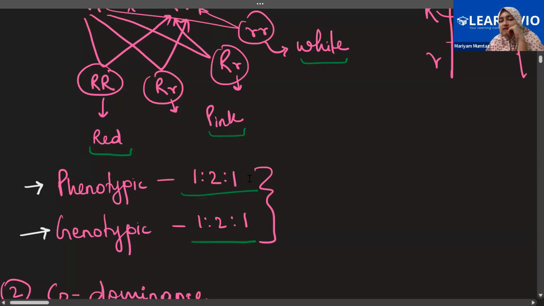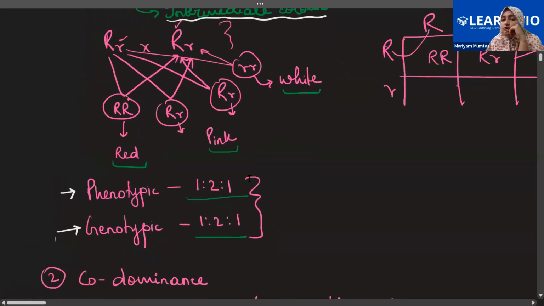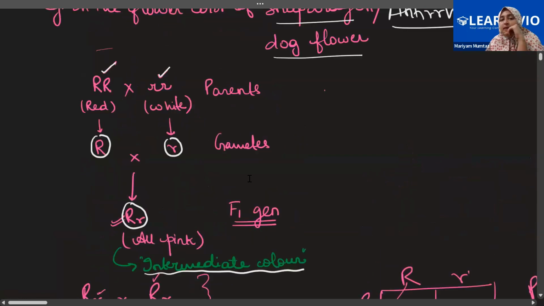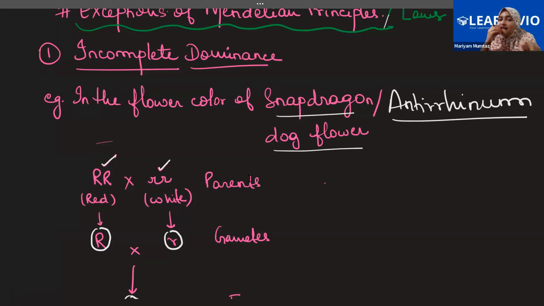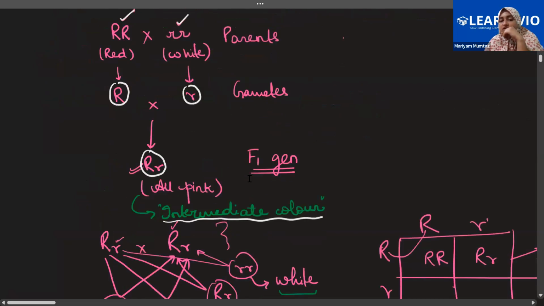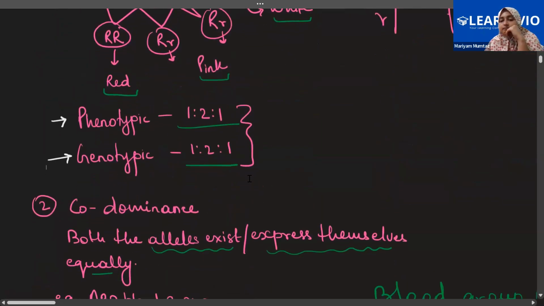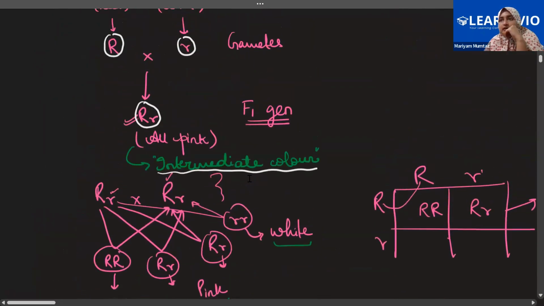Everyone has understood this thing? Also, the most important thing here is to remember the examples. Like in which organism does this phenomena of incomplete dominance take place? Now, incomplete dominance is when an intermediate character is being shown in the F1 generation. Clear to everyone?